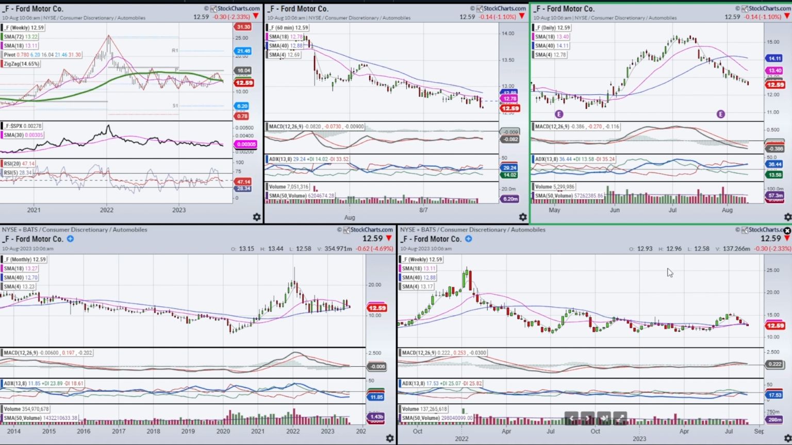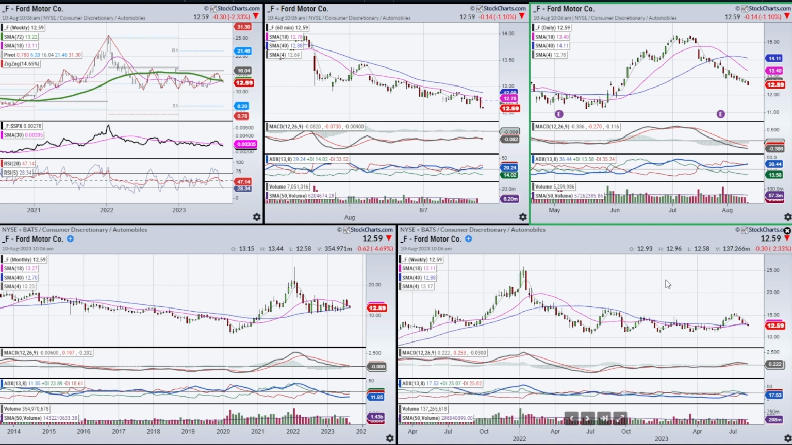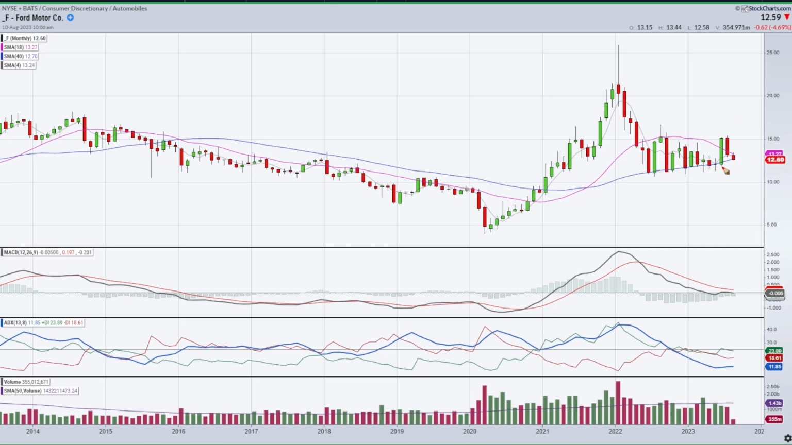Okay, so Ford. Let's just start with the monthly chart. Whenever we break a declining 18-month, I'm expecting it to pull back. When you break an 18 moving average on any time frame, you're normally going to come back and have some form of a test while this cups around.